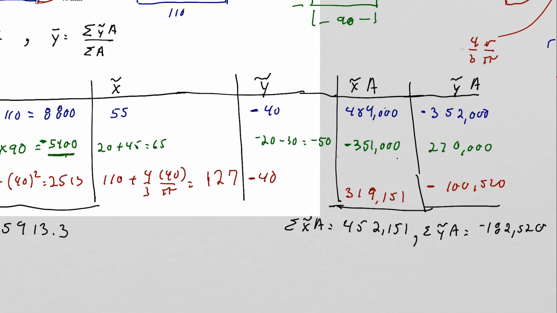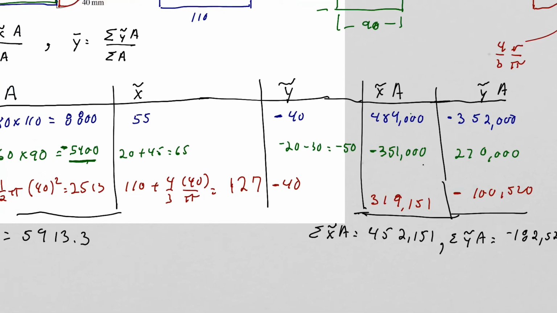Okay, so I've put all the values in and I've added them up for my x tilde a and the y tilde a. Please note that I had to change this value here. For some reason I multiplied this wrong. This value, this 2513 times the 127, it should be 319,151. Okay, so now the next step is to use our formula from up here.